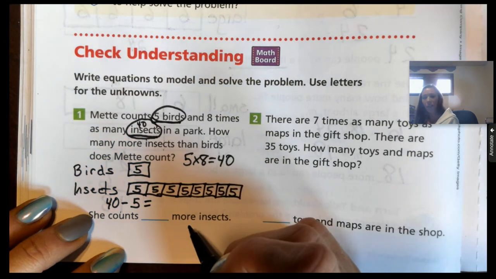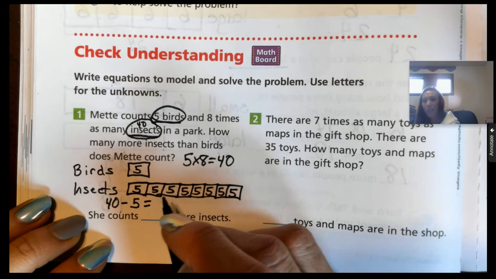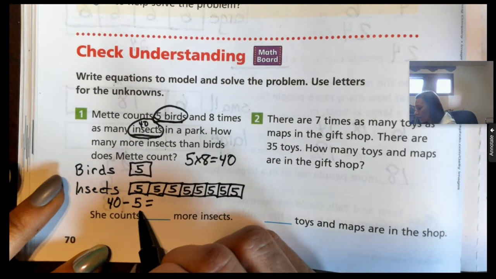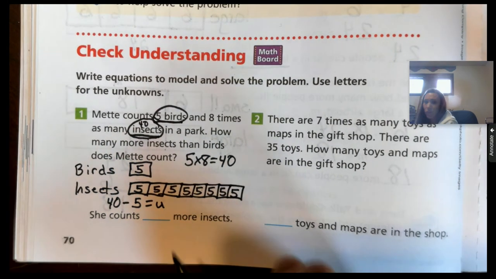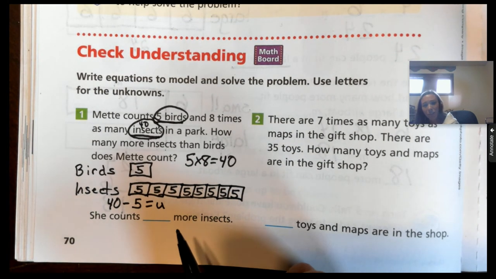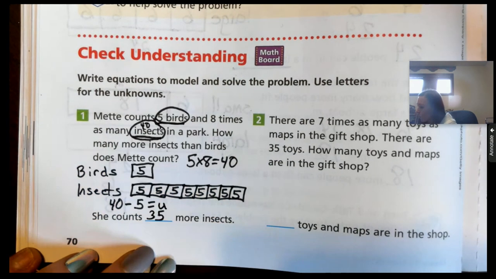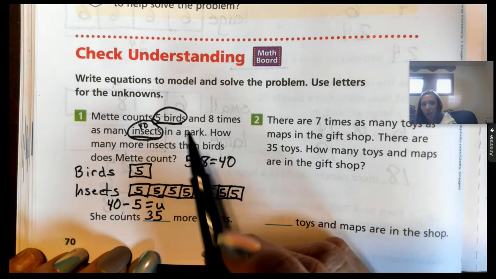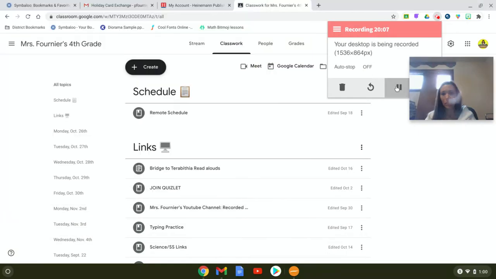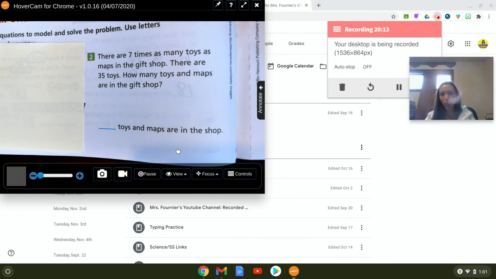And we can use an unknown here for the missing number. It could be any letter you want. Instead of putting a blank or whatever, I could say 40 minus 5 equals, and I'll put a U for unknown. Well, you know 40 minus 5 because you're really good with 5, and 40 minus 5 would be 35. She counted 35 more insects than she counted birds. All right, I wanted to cover up that one we just did before we try the one next to it so that that work there wouldn't throw you off.